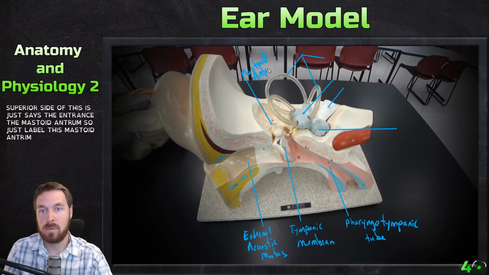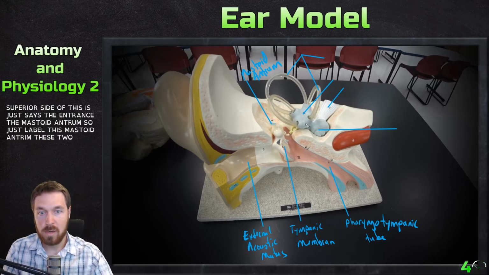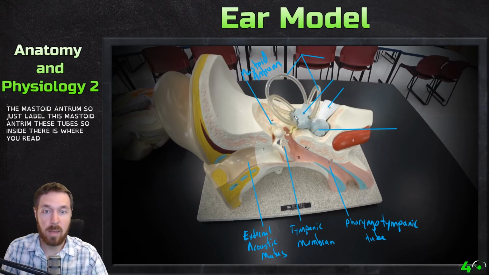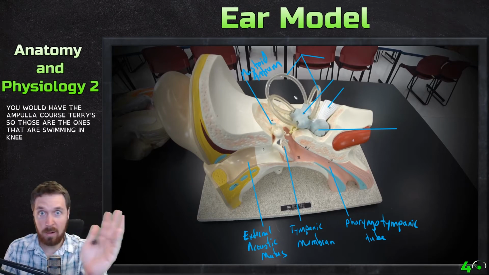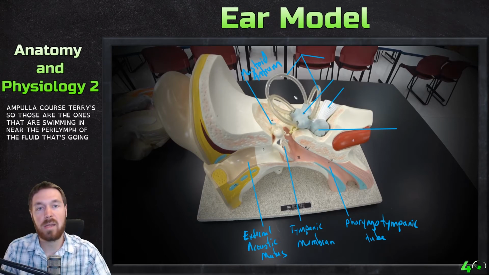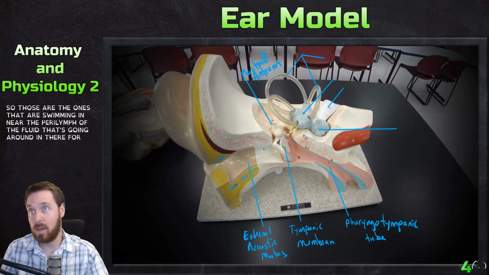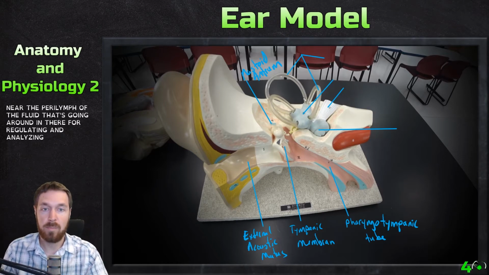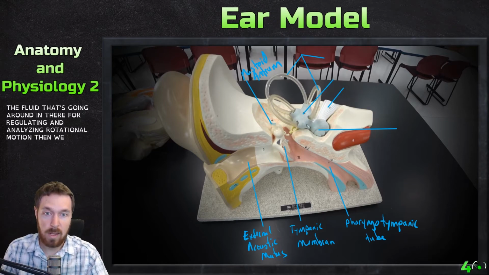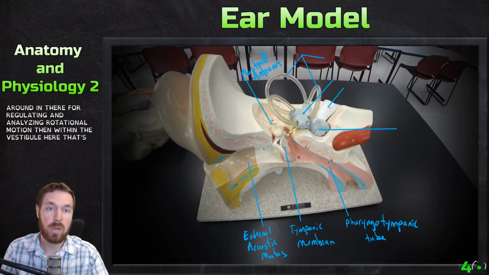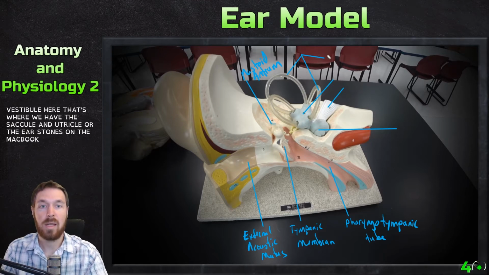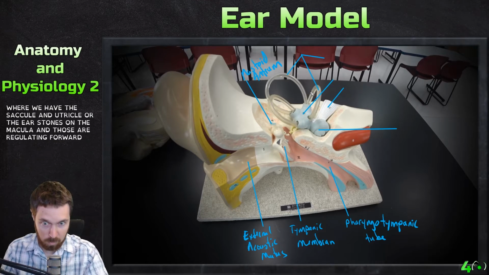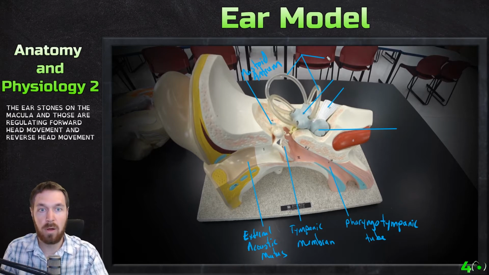antrum. These tubes, so inside there is where you would have the ampulla cristae. So those are the ones that are swimming in the perilymph, the fluid that's going around in there, for regulating and analyzing rotational motion. Then within the vestibule here, that's where we have the saccule and the utricle, or the ear stones on the macula, and those are regulating forward head movement and reverse head movement. So that's all in the lecture portion.